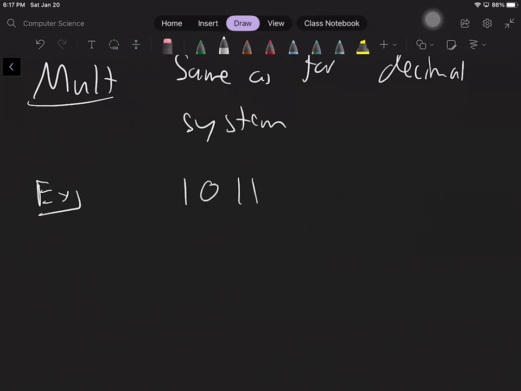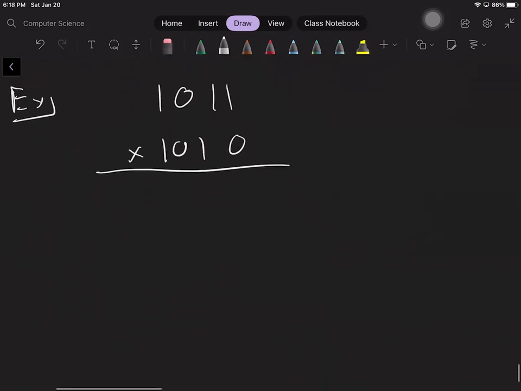1, 0, 1, 1, 1, 0, 1, 0. Let's do this multiplication. So again, it works just like you learned in school. You start with this digit, you multiply it to each one. Okay, so 0 times 1 is 0, 0 times 1 is 0, 0 times 0 is 0, 0 times 1 is 0. So you'll notice if the digit you're multiplying by is 0, it'll speed it up quite a lot because you just get all zeros.